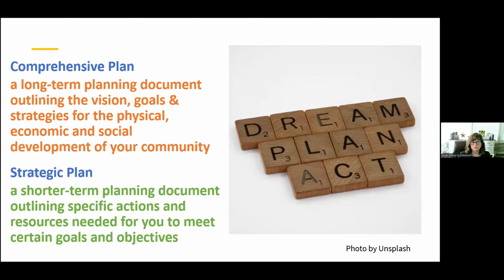So there's typically two basic types of plans that you might consider for your community. One is that long-term planning document. So it outlines the vision, goals, and strategies for the future of your community, and it includes a broad variety of topics. Then there's a strategic plan, which is typically a shorter term planning document that's going to outline specific actions or resources that may be needed to help you meet certain goals and objectives. For example, if you want to undertake a housing initiative, you might do a strategic plan focused on housing. It also might be part of a larger comprehensive plan, but the strategic plan might be just focused on that. But what you include in the plan often determines what you're trying to accomplish.